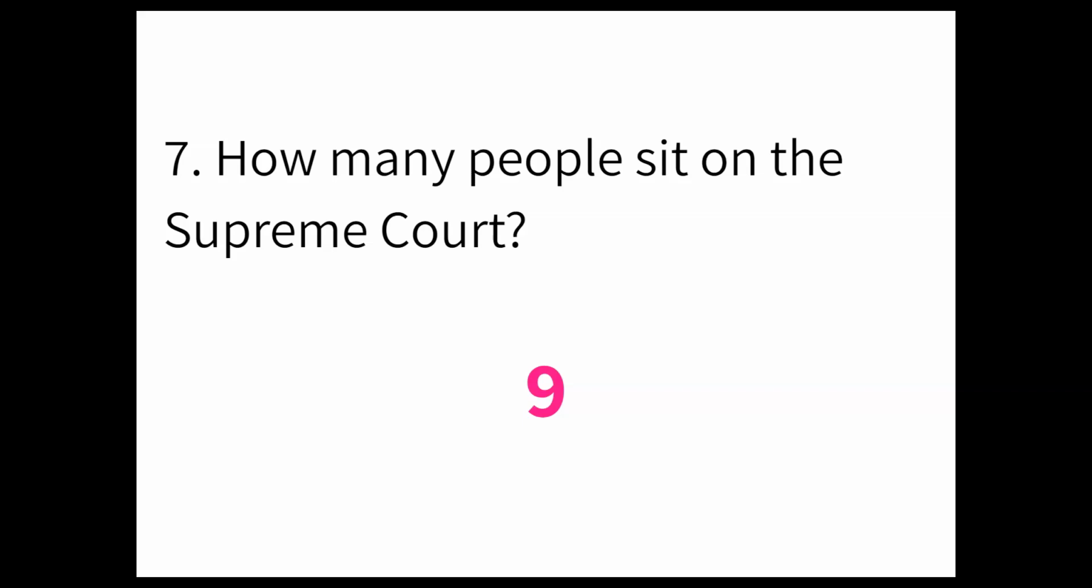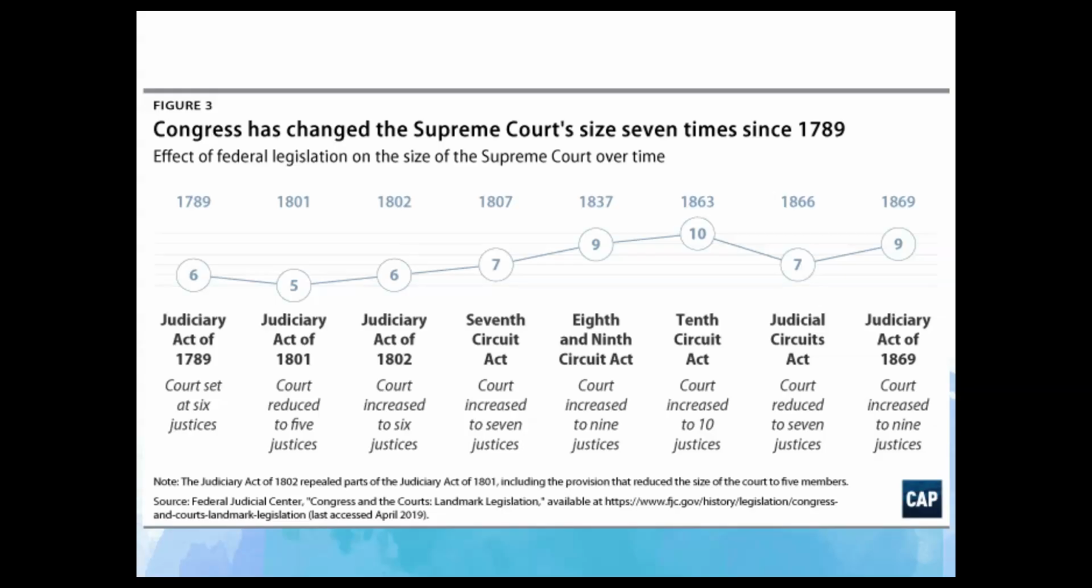This number is not constitutionally mandated, and it has changed over time. Congress, again, gets to set the number. So you can see when the Judiciary Act of 1789 was first passed, that's the same act that created the lower courts in the federal judiciary, it set it at 6 Supreme Court justices. It's been reduced, it's been increased. At its height in 1863, you notice that there were 10 justices, then it was reduced. But ever since 1869, the number of Supreme Court justices has been set at 9.